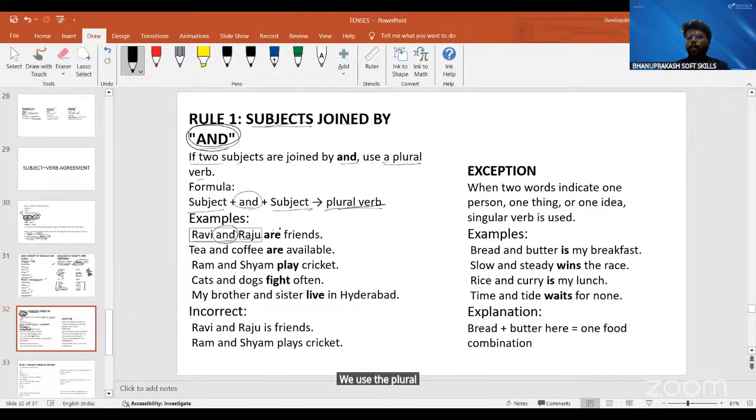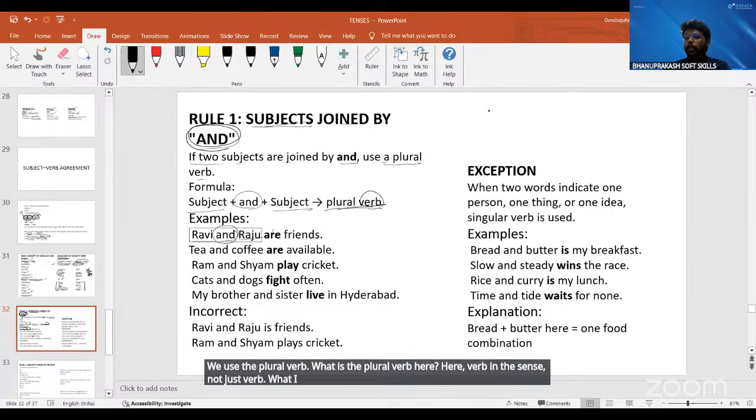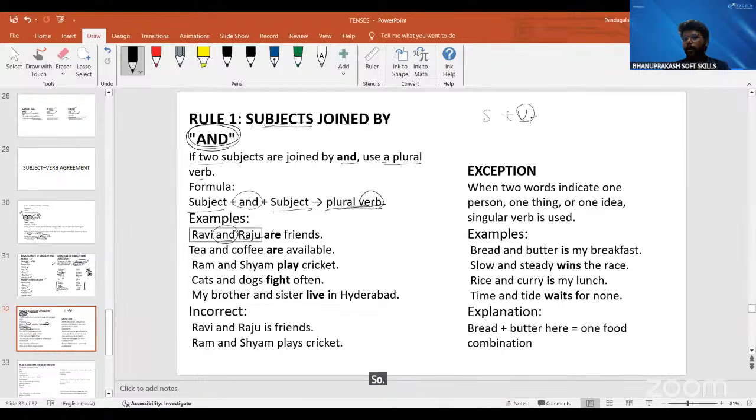What is a plural verb here? Here verb in the sense not just verb. What I told, subject-verb agreement means, so here this verb is a combination of both helping verb and verb form.